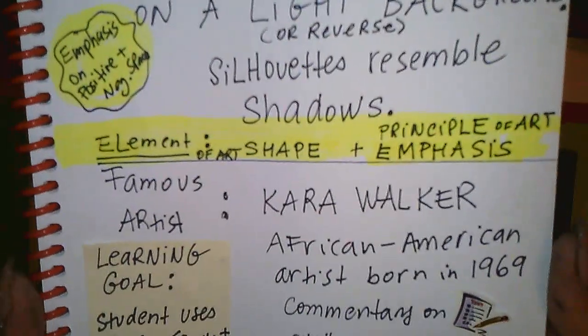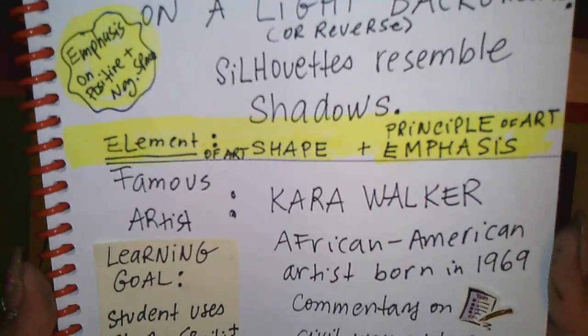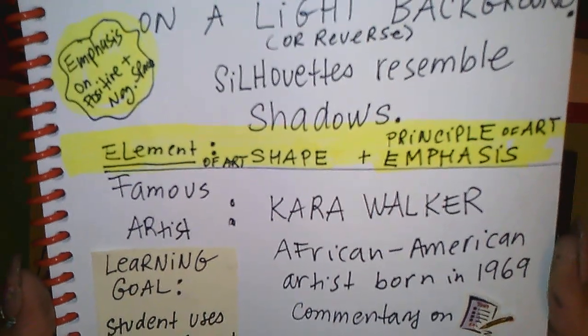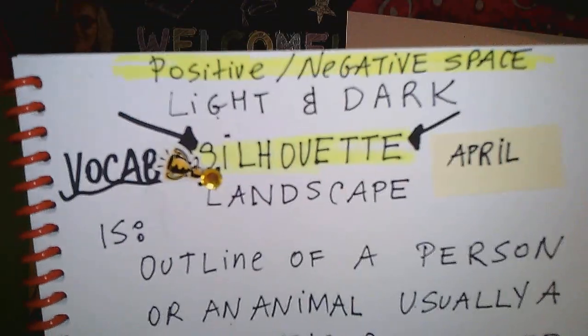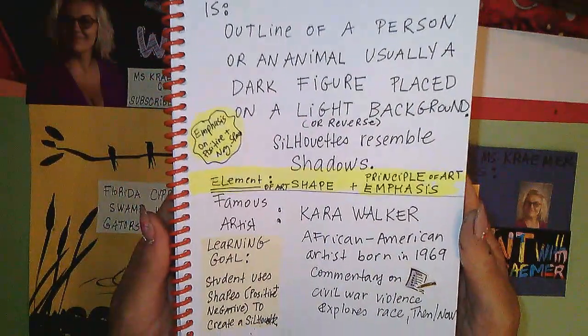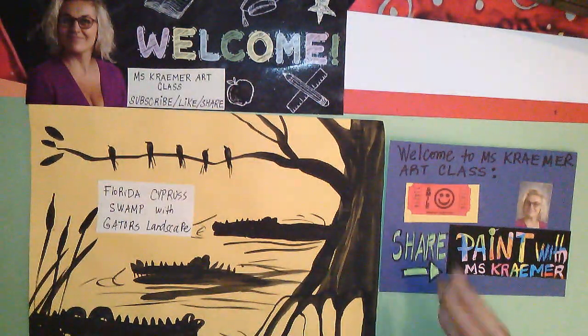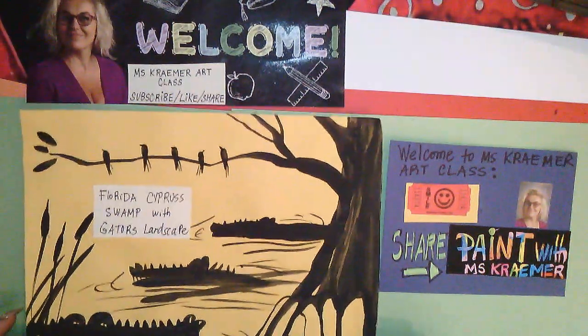In this lesson, we're gonna look at the element of art, which is shape. We're gonna use the principle of art, today emphasis, in order to emphasize the shape of positive and negative space, light and dark. And our learning goal: student uses shapes, positive and negative, to create a silhouette. Today, we're going to be creating a Florida cypress swamp full of gators, and it's going to be fun.